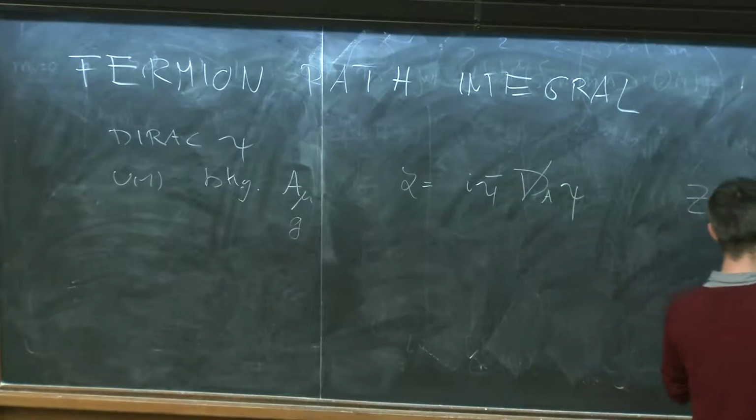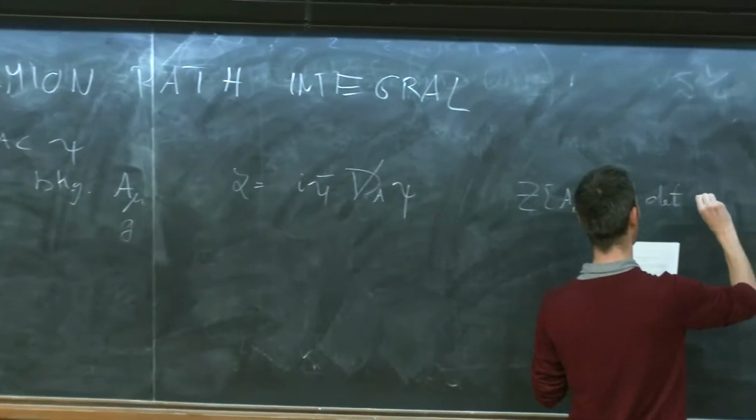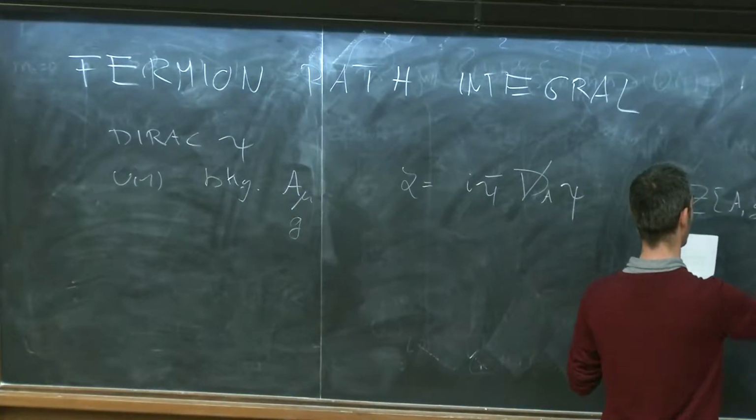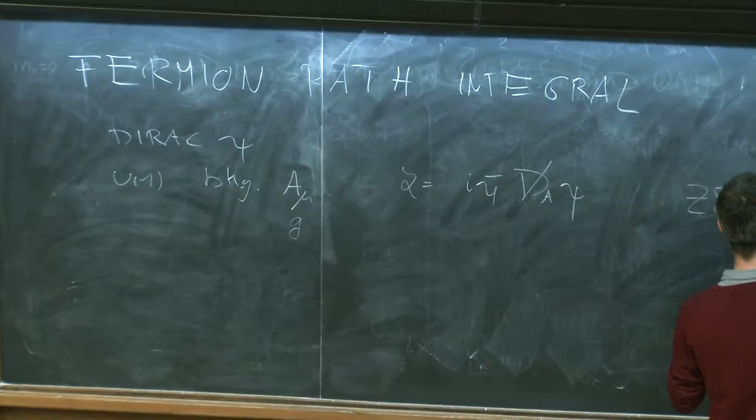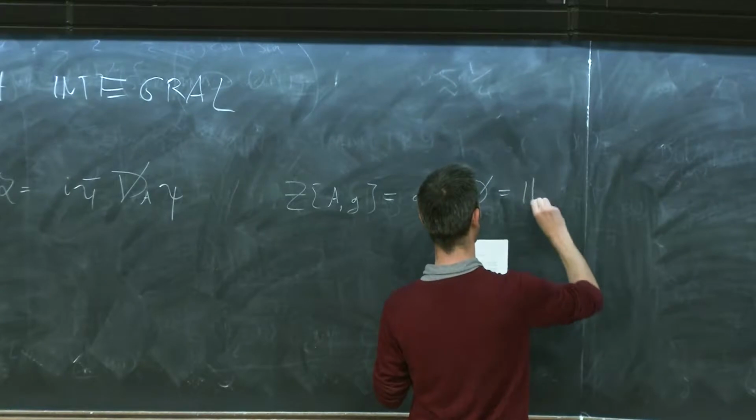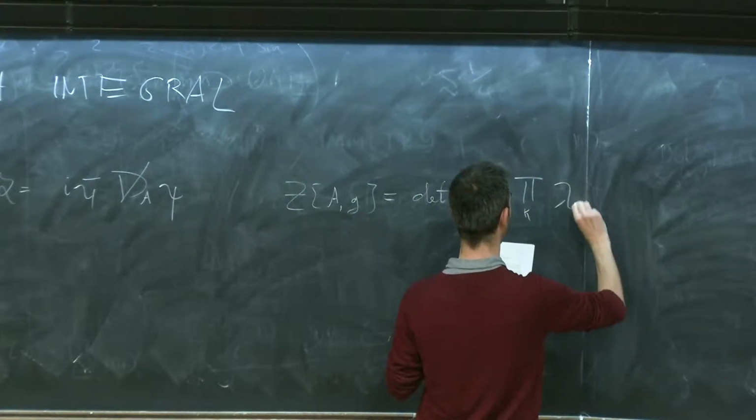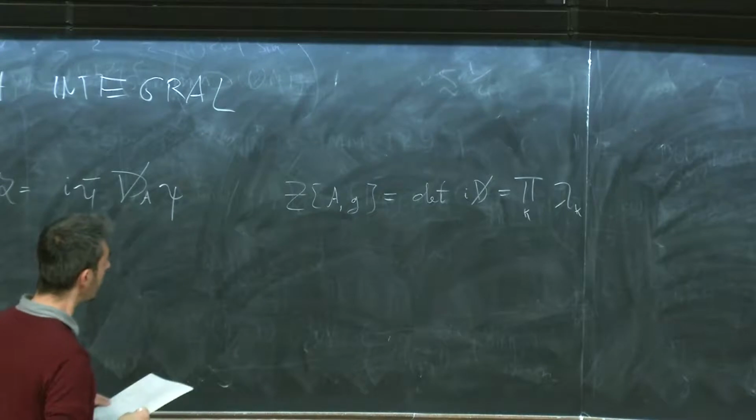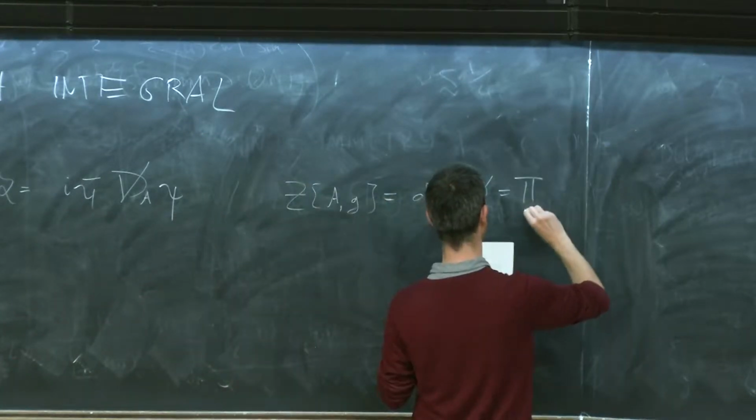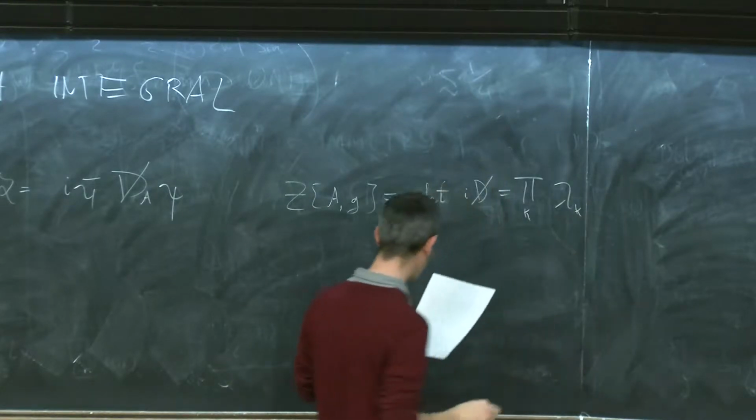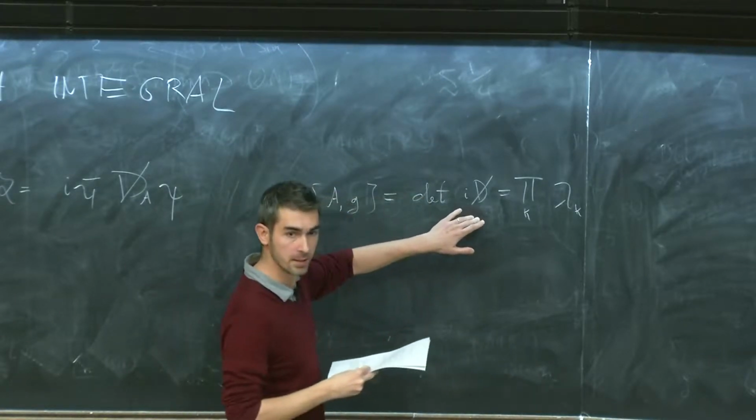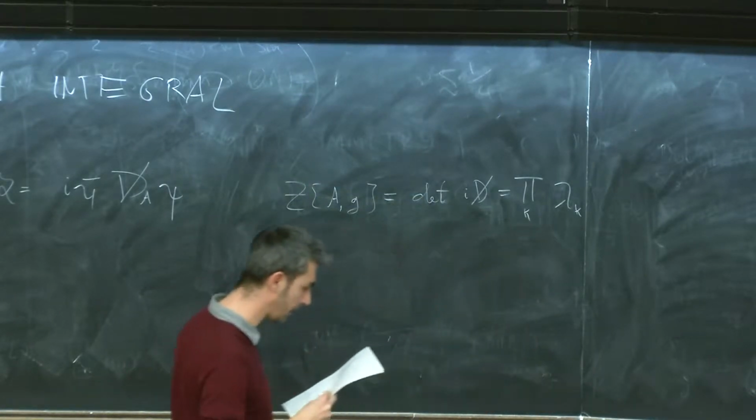It's a function of the background. So at least formally it is given by this determinant, which is the product of the eigenvalues. Now, the Dirac operator is Hermitian, and so these eigenvalues are real.